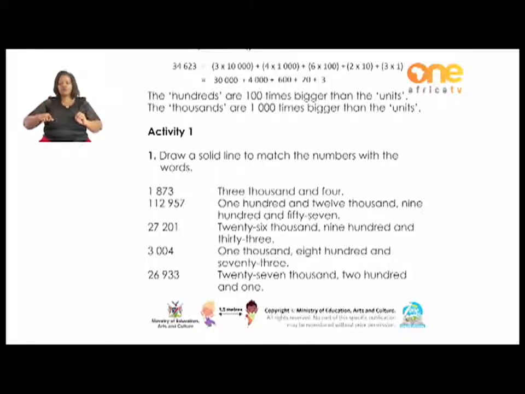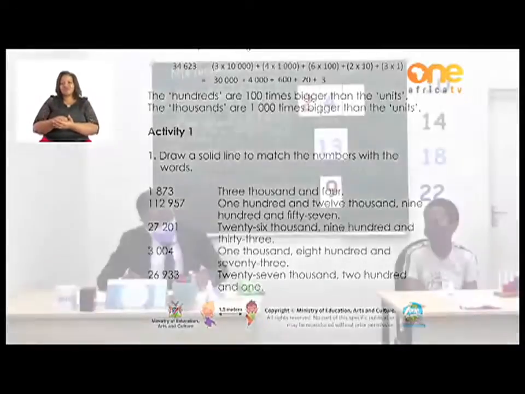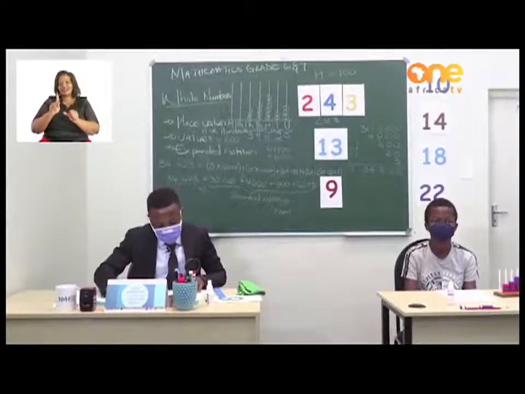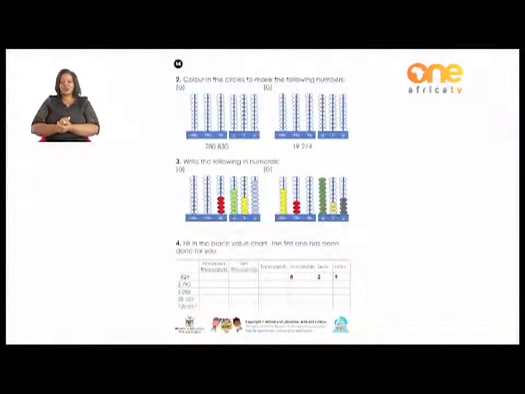So you start with the word, you read it, and you check the numbers and see which one is corresponding. You just draw a line to connect or to match the two. I hope that is very easy. So you can try that one. And then we proceed to page 14, where number 2 is.